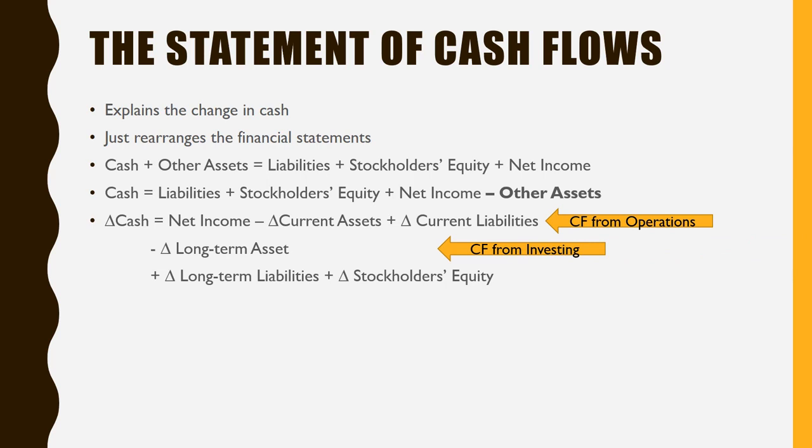The change in the long-term assets is the cash flow you get from investing into your company. So buying new equipment, selling new equipment. This is one of the places where, while you like to see positive cash flows from operations, it's okay to see negative cash flows from investing, because that means you're buying more equipment than you're selling.